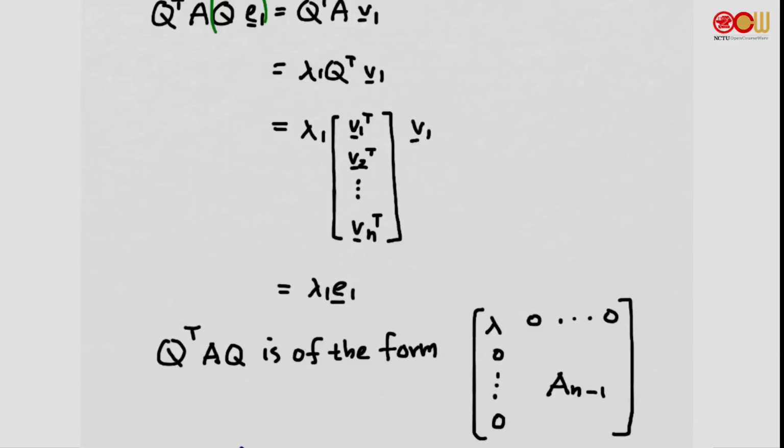So here is how Q transpose A Q will look. The first column vector is lambda, 0, 0, 0. How about the row vector?